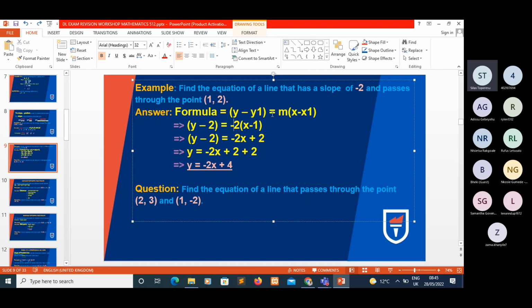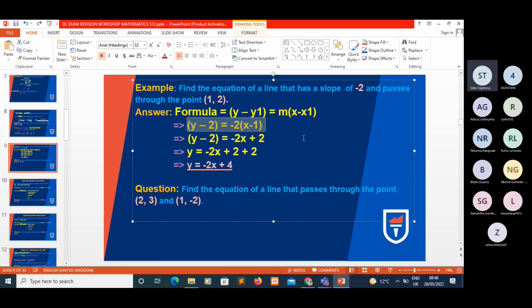Then on the right side, in place of m, I put minus 2, which is the slope that I'm given in the question, because m is the slope. In place of x1, I put the value of x1, which I have here as 1. So once I substitute those values, I now start solving it.